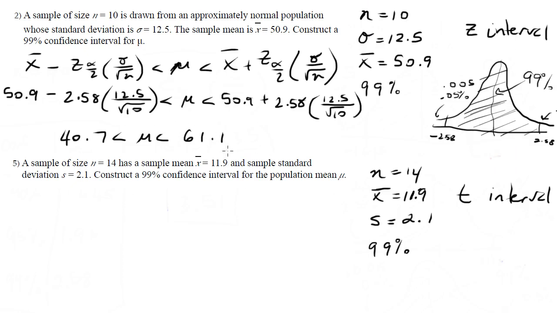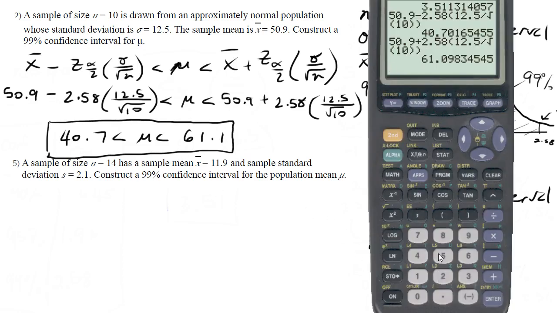So this means that we're 99% confident that the actual population mean is between 40.7 and 61.1. We're 99% confident that the population mean is between these two values here. I can show you how to do this using the calculator as well.